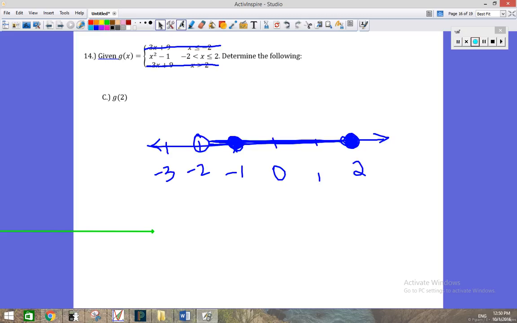Alright, so I can see that 2 is in that shaded region. 2 is shaded there, so everywhere I see an x, I replace it with 2. I've got 2 squared, which is 4, and 4 minus 1 is 5.